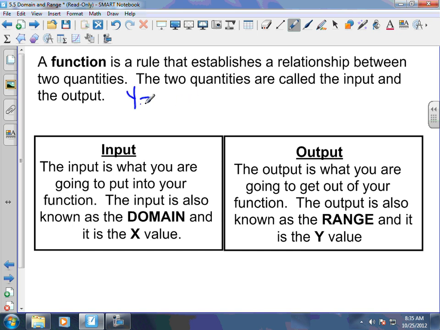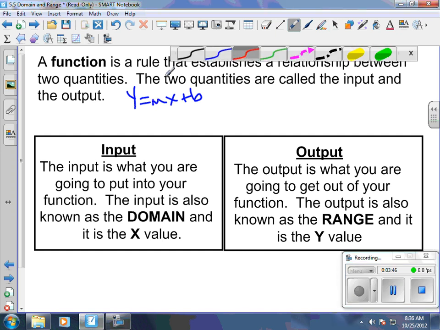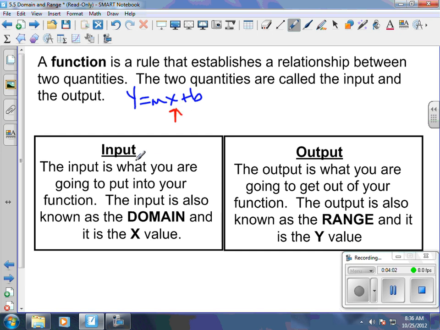Now, who can tell me y equals mx plus b? What have we called that? Slope. Not y-intercept. What do we refer to this as? Slope. Not slope and y-intercept. This is slope intercept form. This is also a function. The value of my x determines the value of my y.